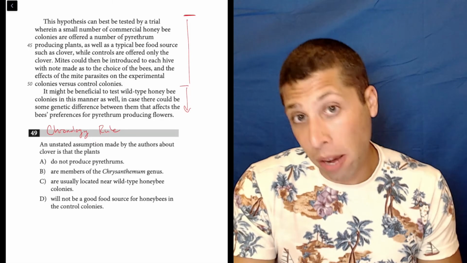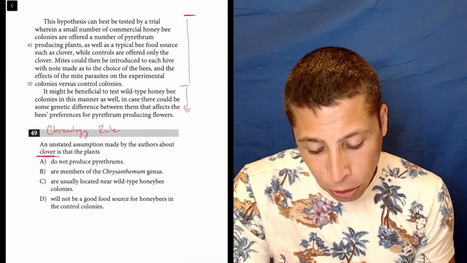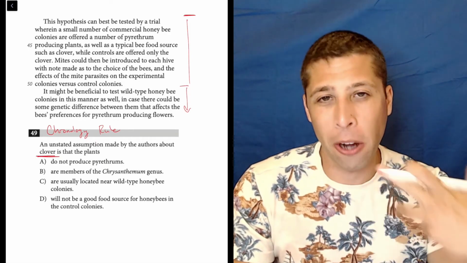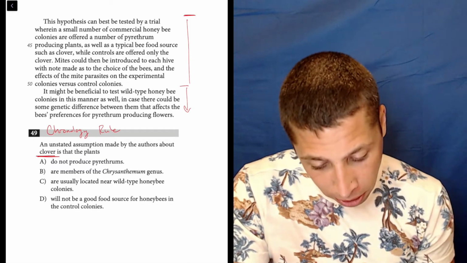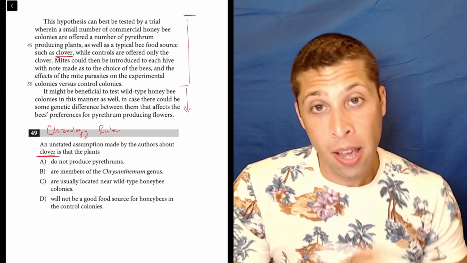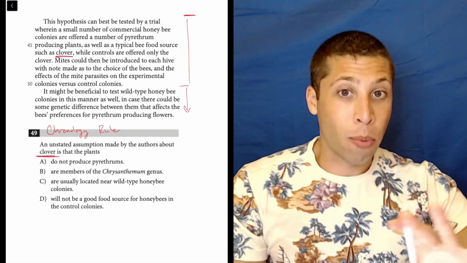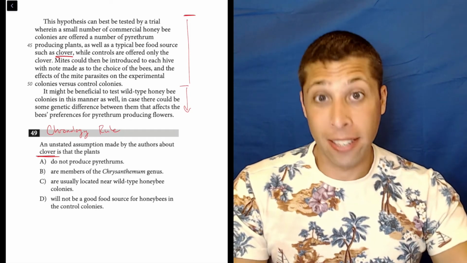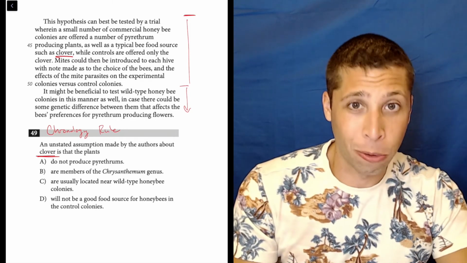And we also do have one other benefit here, and that is that the word clover does not appear very often in the passage, and it does appear here, clover. So that's step one. Now we know where to look. That's a big SAT idea. The chronology rule helps us.